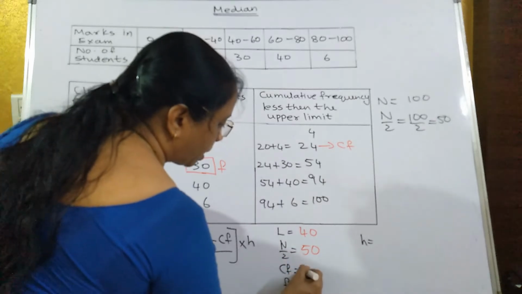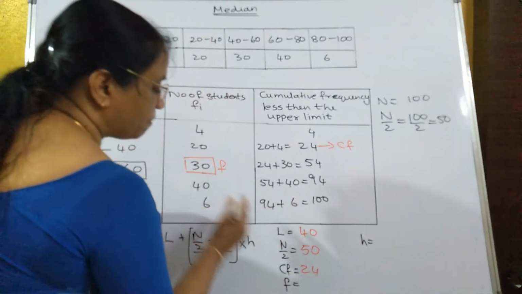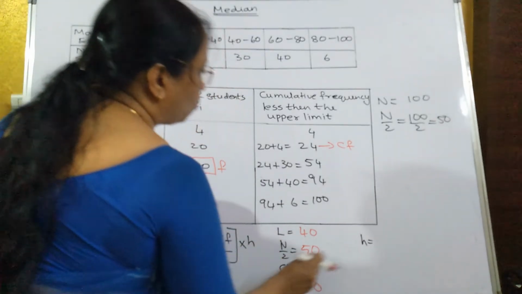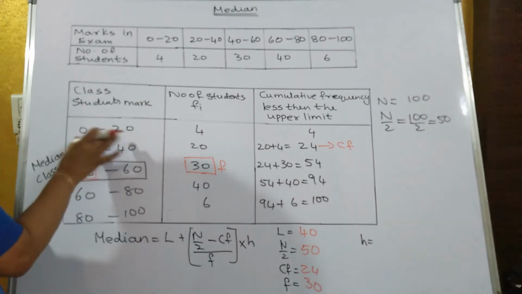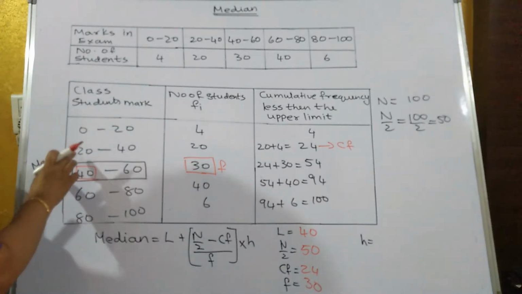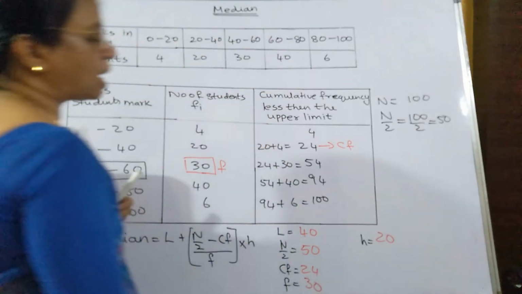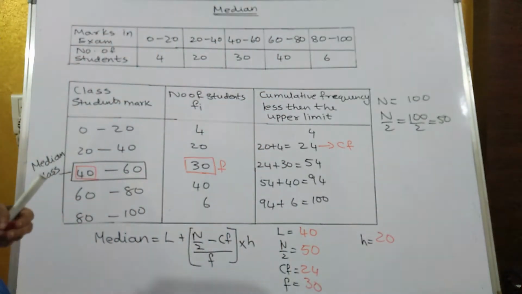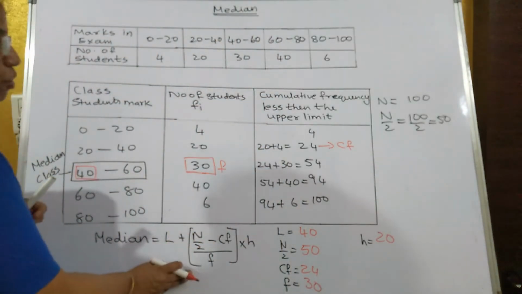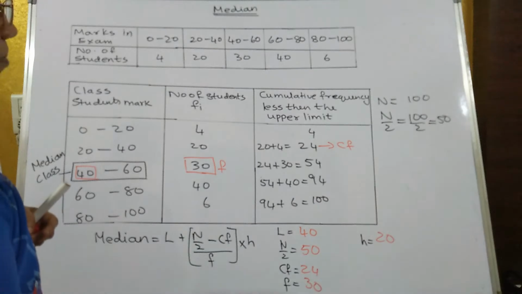CF is equal to 24. And what is F? F is 30. And what is h? The difference between this is known as h. So how much is it? 40 minus 20 is how much? 20. So the width of the class is known as h. Substitute this value over here and you'll get the answer of the median.